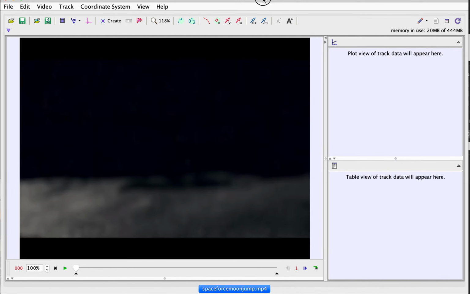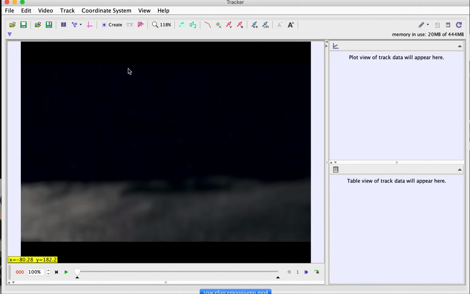This is Tracker Video Analysis. Tracker Video Analysis. It's free, runs on everything. You should get it. So the thing I'm going to do is I cut a part of the clip out, but I didn't get it perfectly.